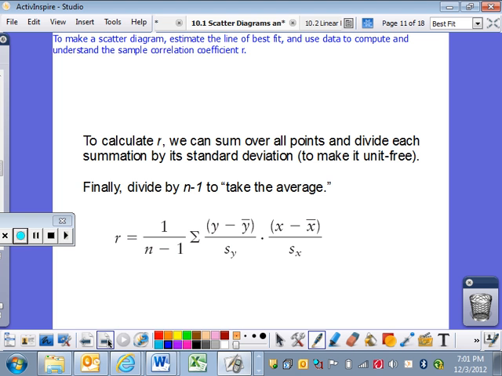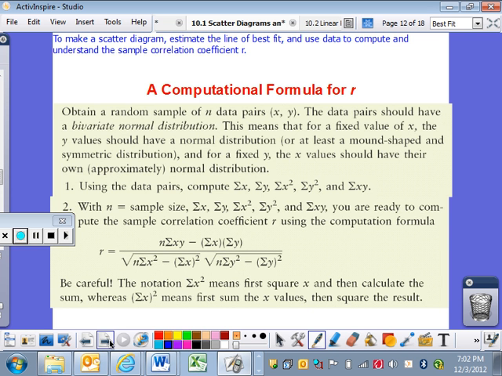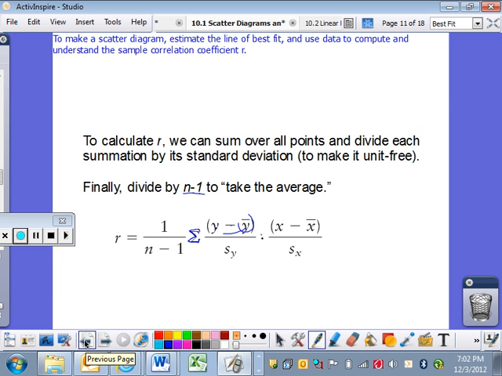Here's the formula, the crazy one that we'll never use: you add up the sum of every Y value subtracted by its average, divided by its standard deviation to make it unit free. So basically, you take every Y value minus its average, times every X value minus its average, add them up, and then divide by n minus 1 to take the average of them. That would be your R value. Now that would be absolutely horrendous to sit and do.